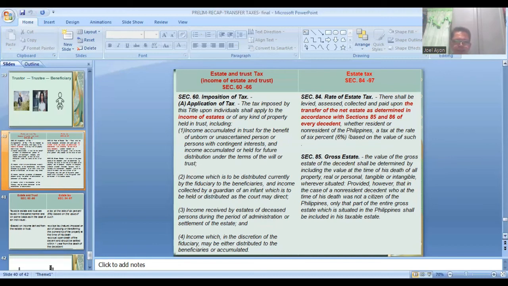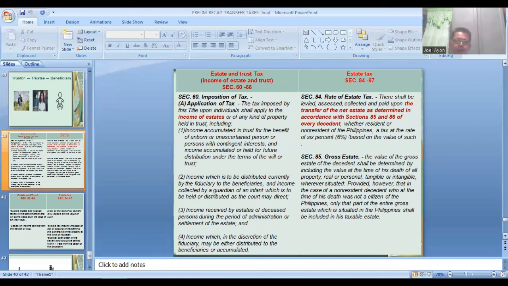Second, income which is to be distributed currently by the fiduciary to the beneficiaries, and income collected by a guardian of an infant which is to be held or distributed as the court may direct. And third, income received by estates of deceased persons during the period of administration or settlement of the estate. And fourth, income which in the discretion of the fiduciary may be either distributed to the beneficiary or accumulated. So that was for the estate and trust tax.